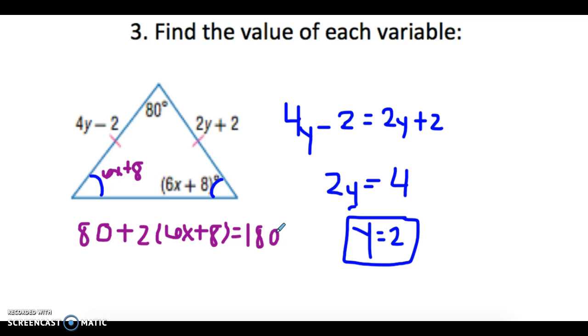Okay, when I solve for x, I get 12x. I'm going to bring the constants to the other side of the equation. I get 12x is equal to 84. And then I get x is equal to 7. Okay, so x is 7 and y is 2.